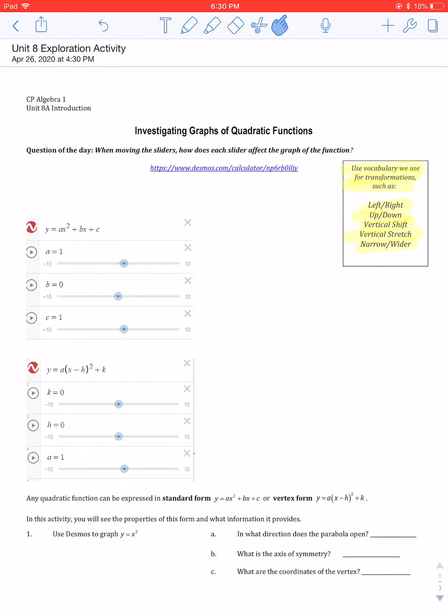We're moving on to a new unit. I'm going through you guys' assessments right now. I want you guys to just take a look at the Unit 8A introduction. We're looking at it right here.